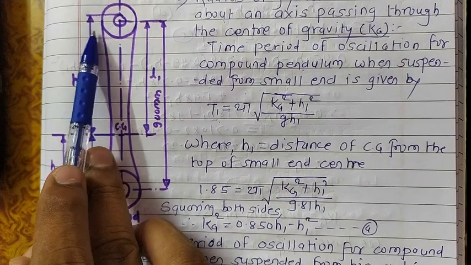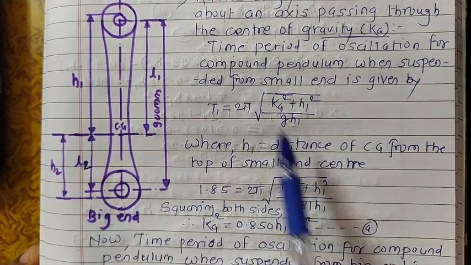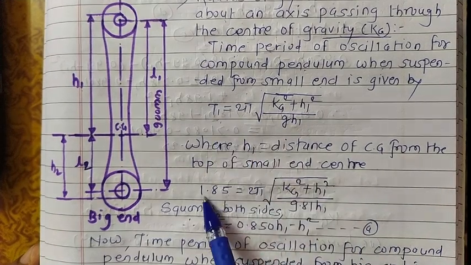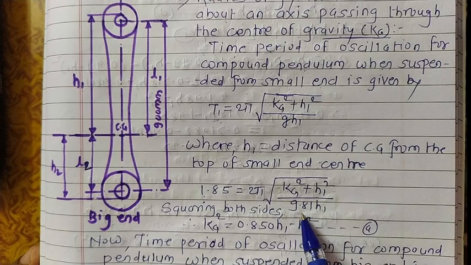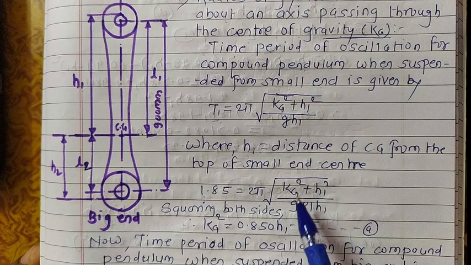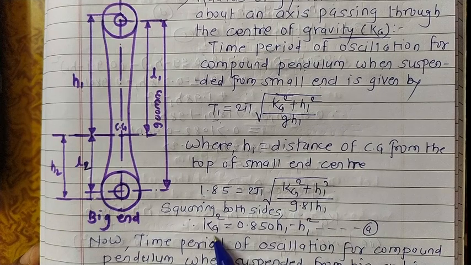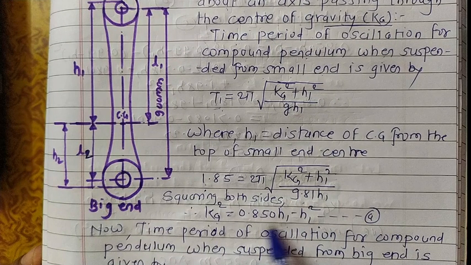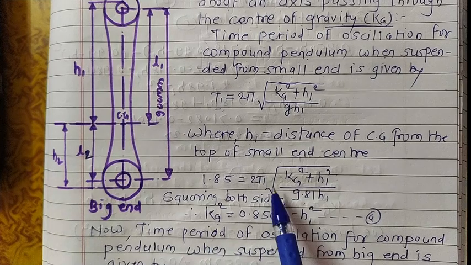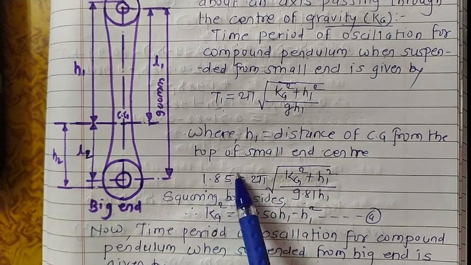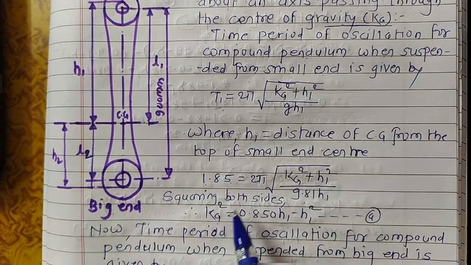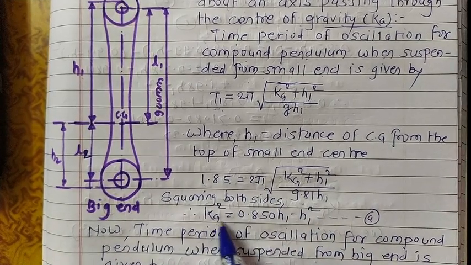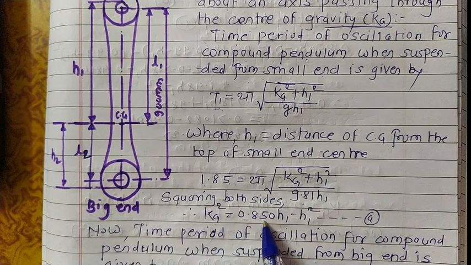Substitute the value for T1 and the value for g, then square both sides, so we can get the relation between kg and h1. If I square both sides, 1.85 divided by 2 pi comes here squared, the square root vanishes, and we get kg square equals 0.850 h1 minus h1 square. Call this equation number 1.